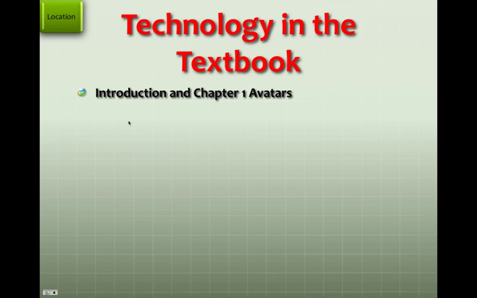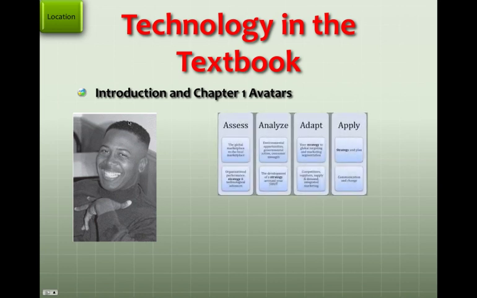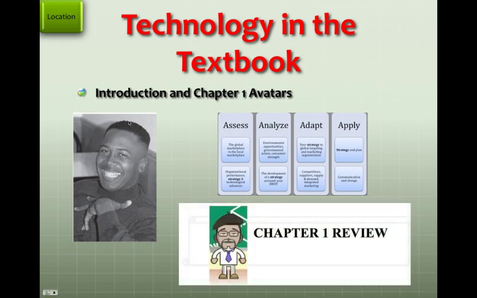So, introduction and chapter 1 avatars. The first one is in the first part of the textbook, Bridging Global Boundaries. You will see an avatar explanation and then also a picture, and that photo is one of those avatars. The first chapter also has a couple of images: this one on assess, analyze, adapt, and apply, and then you have a chapter 1 review.